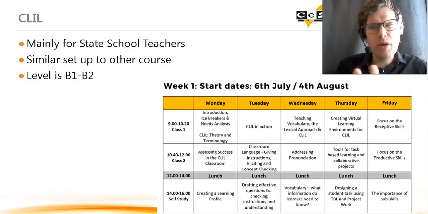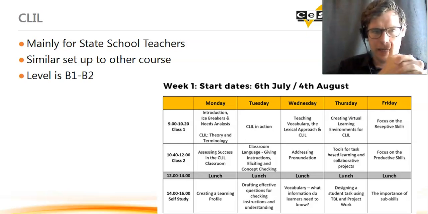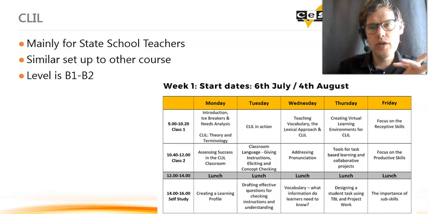With CLIL, from my experience of CLIL, it's primarily state school teachers, similar setup to the other course in terms of the hours and the blending of synchronous and asynchronous. The level is B1 to B2, but obviously depending on the participants in the group, we can modify the level, but the content is generally minimum B1 level. You can see week 1, there's a lot of input sessions. We've got addressing pronunciation, classroom language, creating virtual learning environments for CLIL, things like this. And the second week is a little bit more practical.